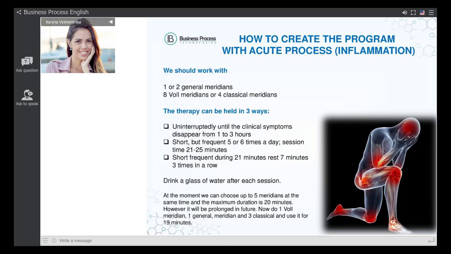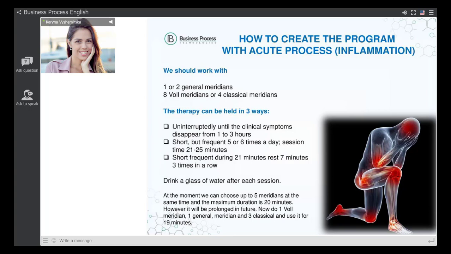Passive bioresonance therapy, as also we call it, by meridians. We can connect to the electrodes, turn on the application, choose meridians, and act uninterruptedly until the clinical symptoms disappear, so we can turn on the program and use it from 1 hour up to 3 hours. We can use it short but frequent, like 5 or 6 times a day. Session time is 21 minutes. Right now, we can use it for 19 minutes because we have this restriction of 20 minutes.